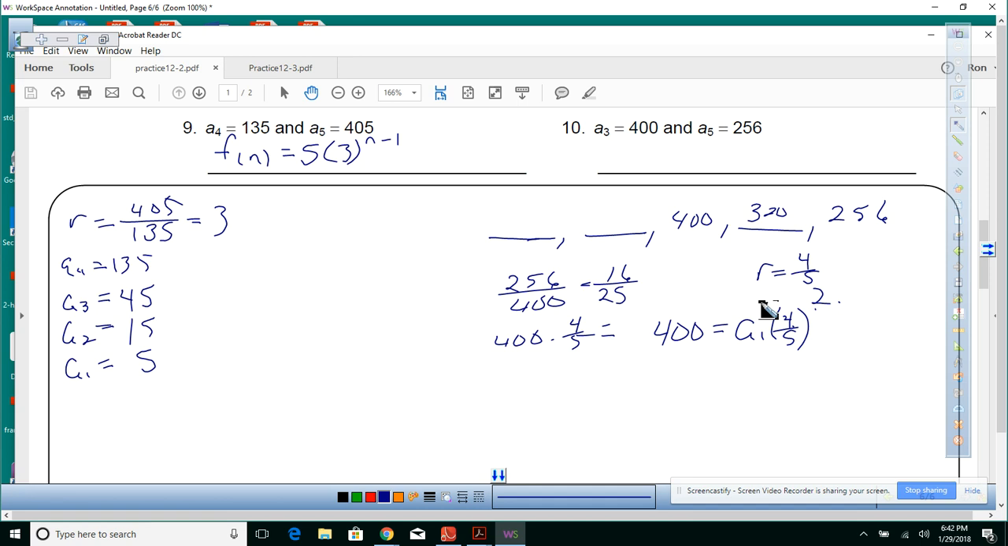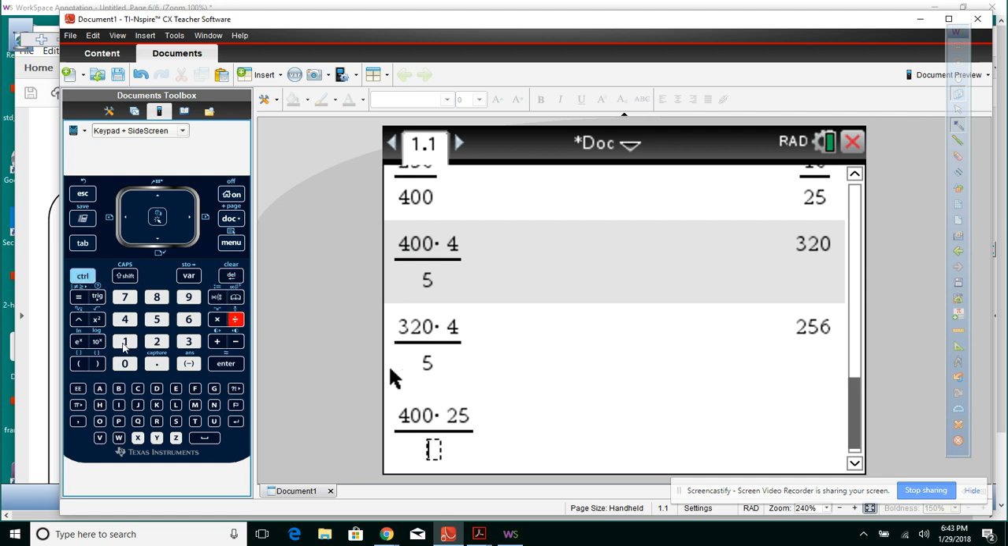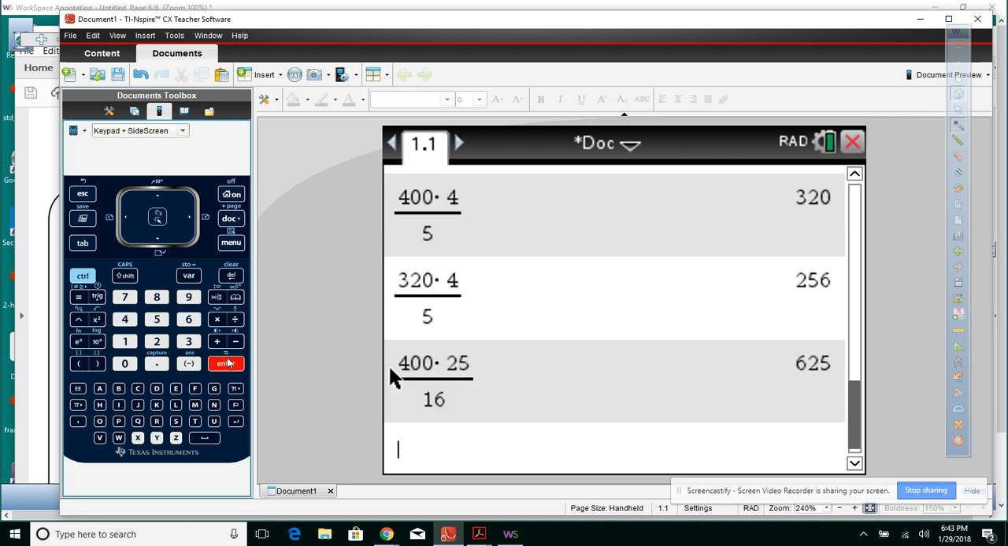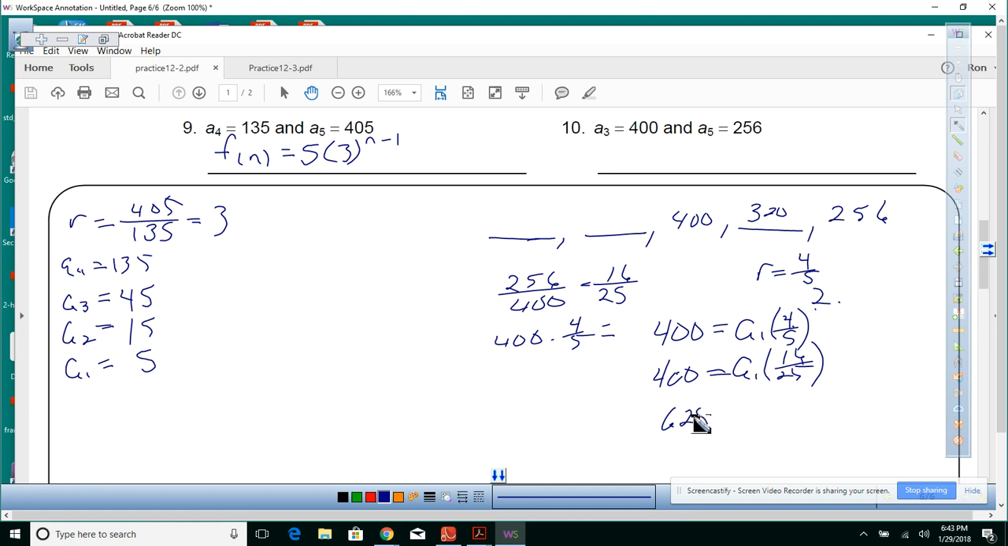4/5 squared. Well, what is 4/5 squared? That would be 400 equals a sub 1 times 16 over 25. So we multiply both sides by 25 over 16. So 400 times 25, divide 16, and that gives us 625. So 625 equals a sub 1.